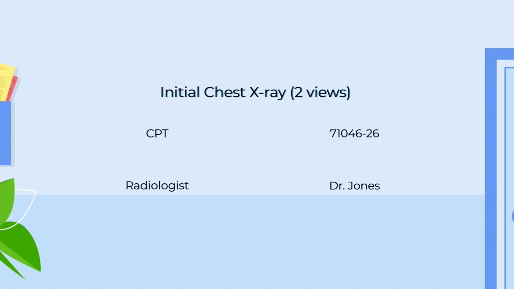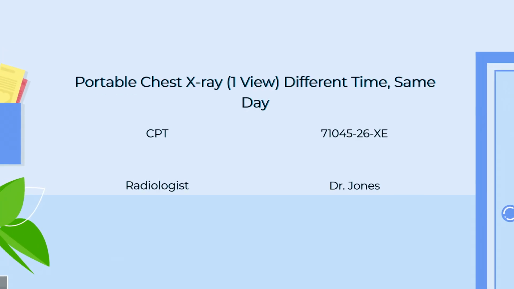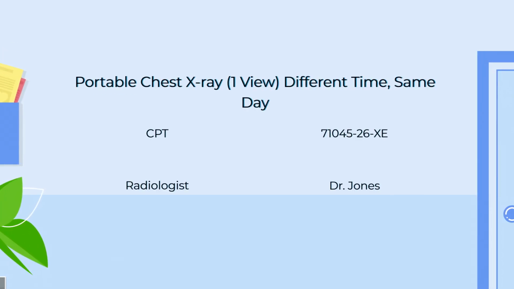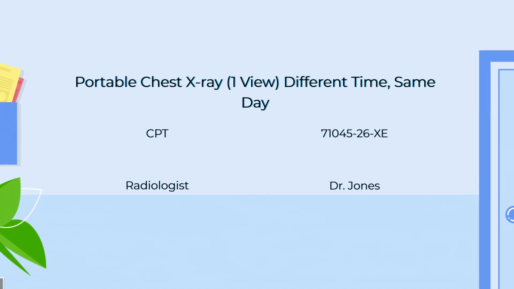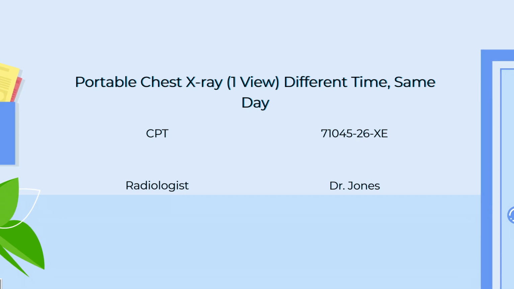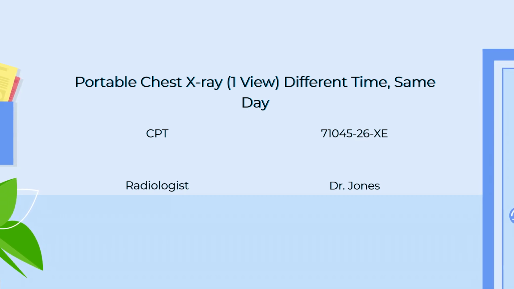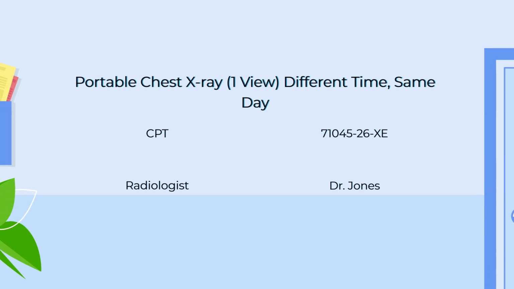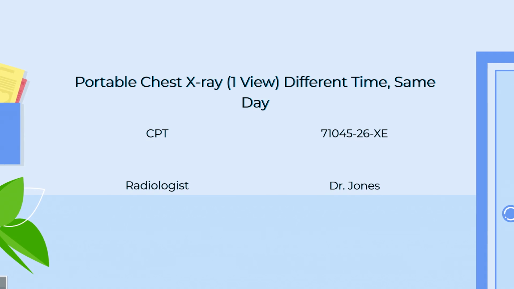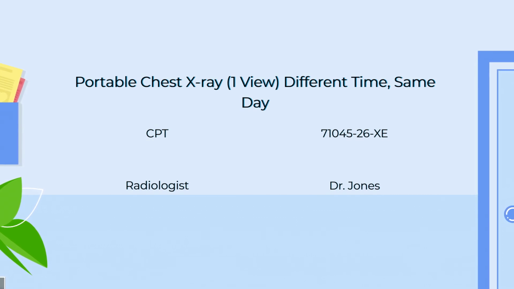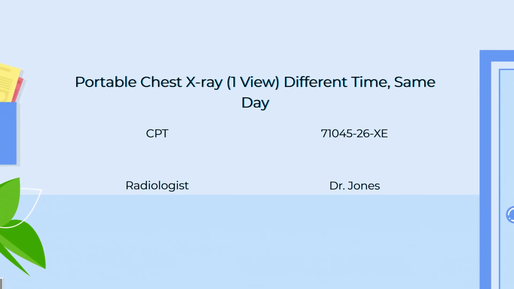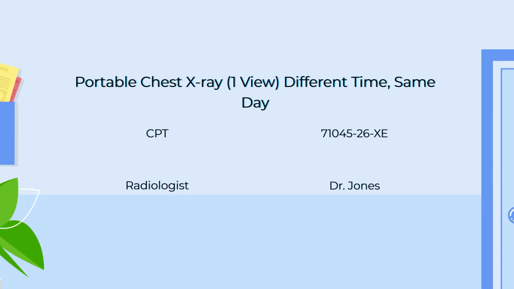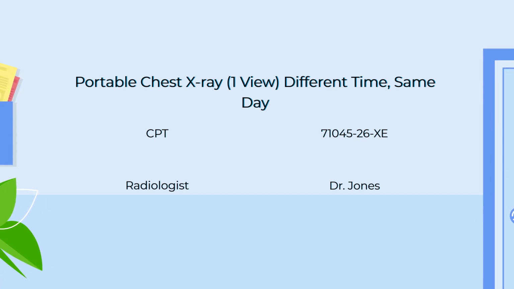The first X-ray, 71046, is interpreted by Dr. Jones, radiologist on duty. The portable X-ray, 71045, is interpreted later by Dr. Jones. Since these are two separate services, happening at different times and interpreted by the same physician, multiple modifiers are required to explain the situation clearly. For billing, the second chest X-ray must be reported with the appropriate modifiers: XE to indicate a different encounter with fewer views than the first chest X-ray, and Modifier 26 for the professional component.